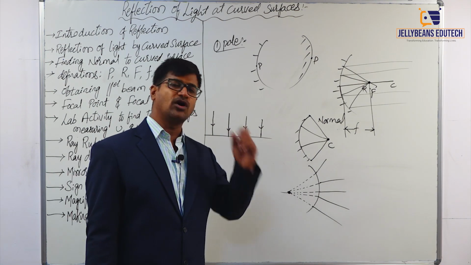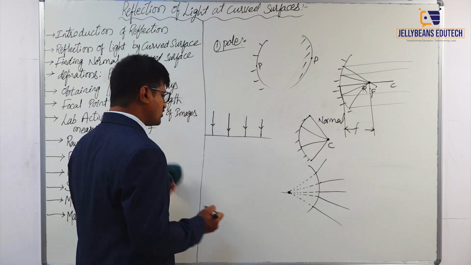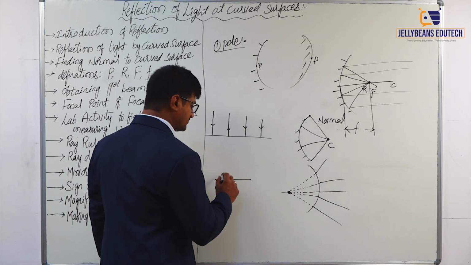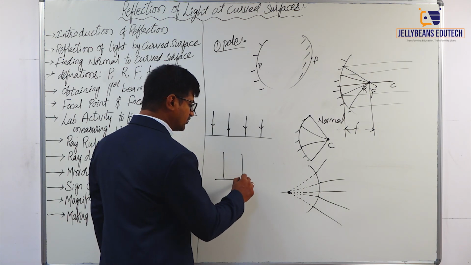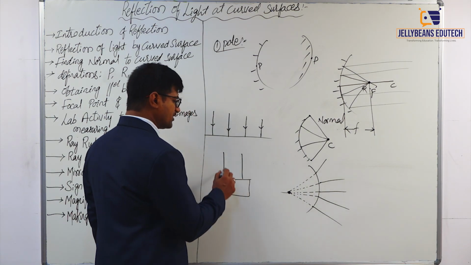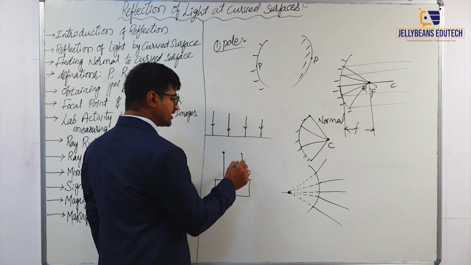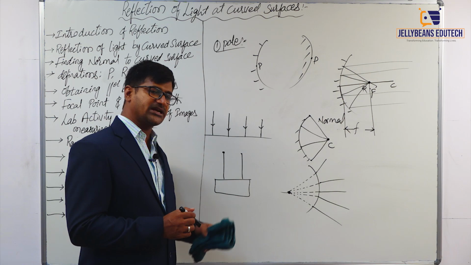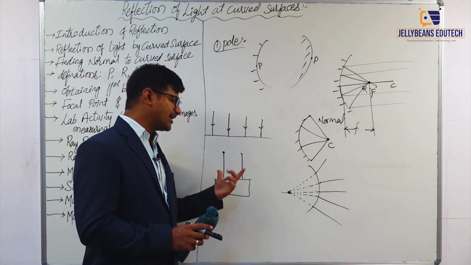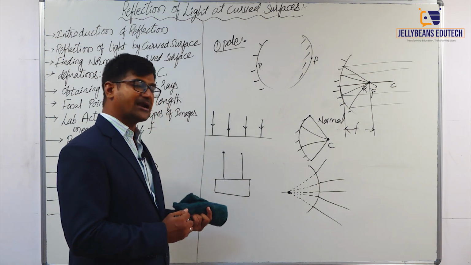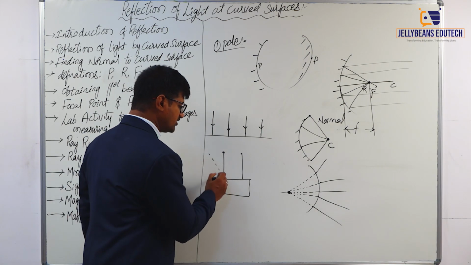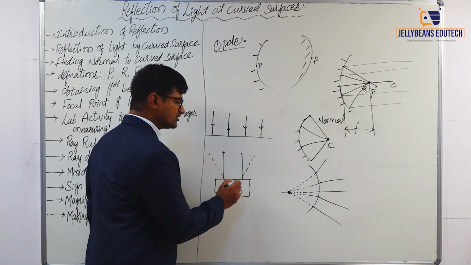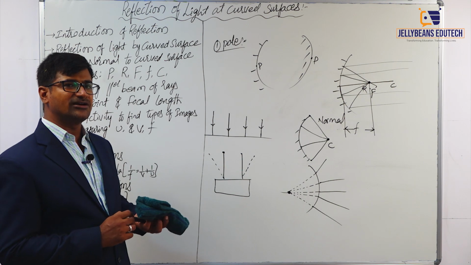For that we have a small activity. We take a small cardboard and place two nails on it. When we project light from a source close to the object, we observe that the shadows of those two nails diverge.